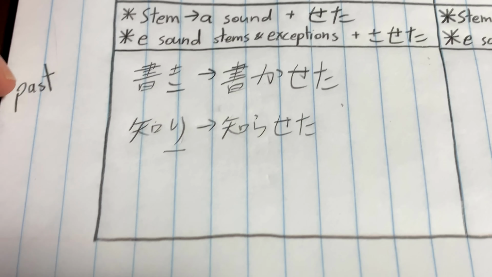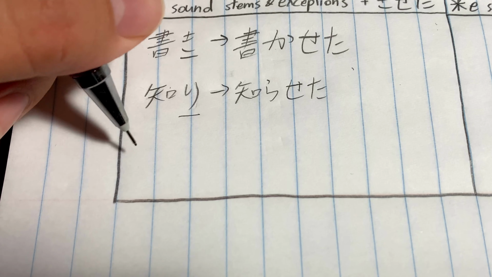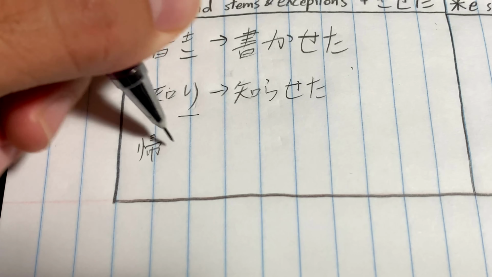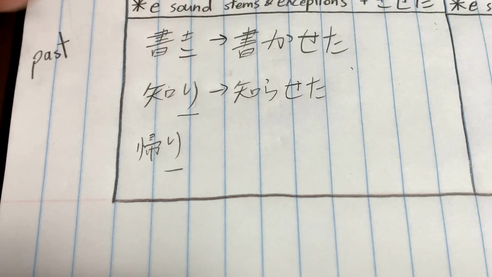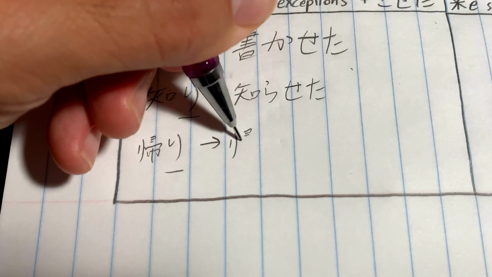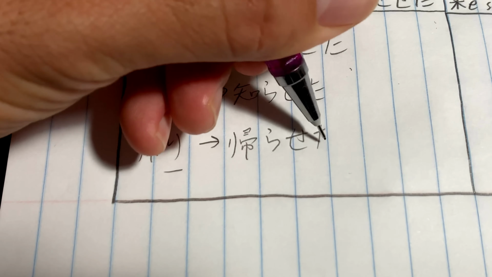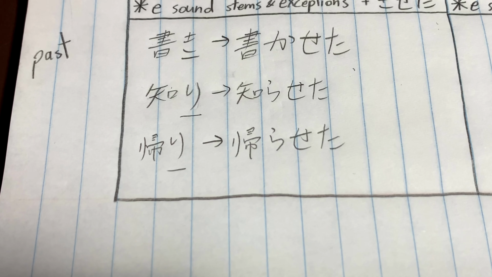And let's just do another one for the sake of example. And this next word that we'll use is another common word, kaeri. So kaerimasu is to go home. And so the ri again becomes ra. So kaeraseta. Made someone go home, or you let someone go home.